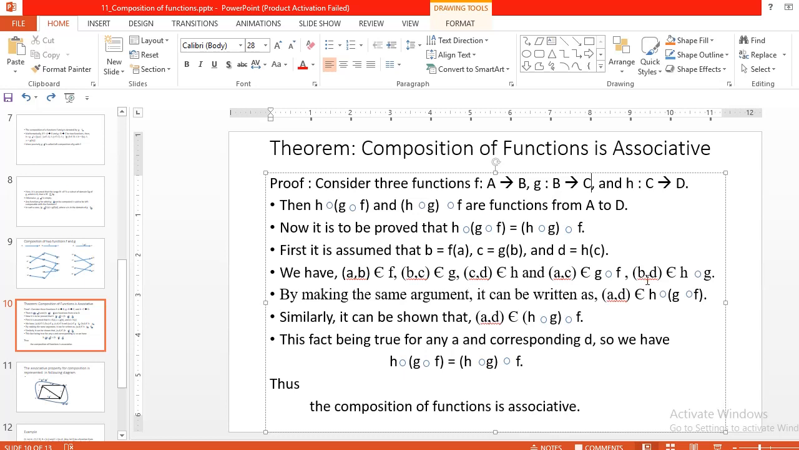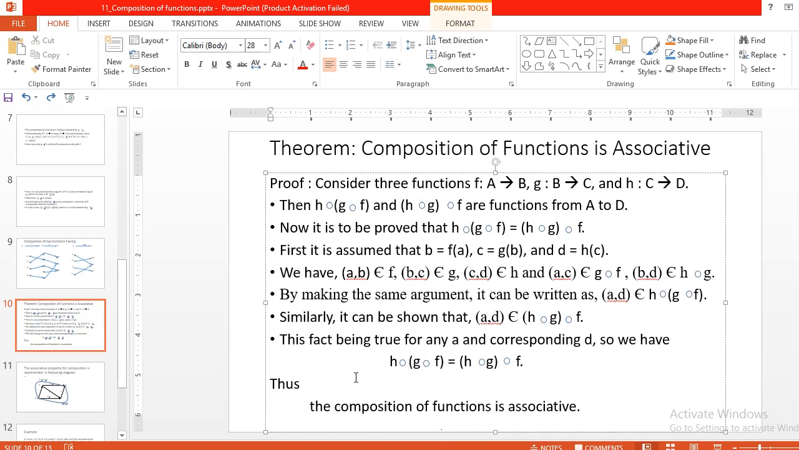Similarly, we can say that BD belongs to the composition of the functions G and H. So by making the same argument, we can write that AD belongs to H composition G composition F. Similarly, it can be shown that AD belongs to H composition G composition F. So this fact being true for any A and corresponding D, we have H composition G composition F is equal to H composition G composition F. Thus, the composition of functions is associative.